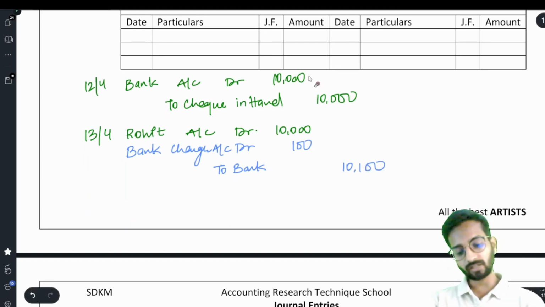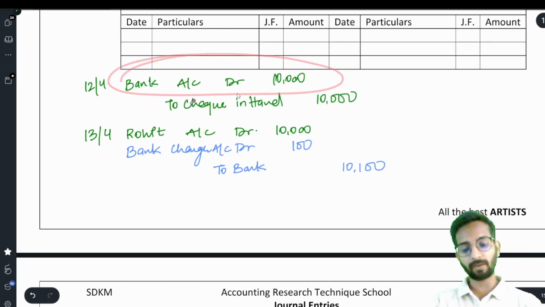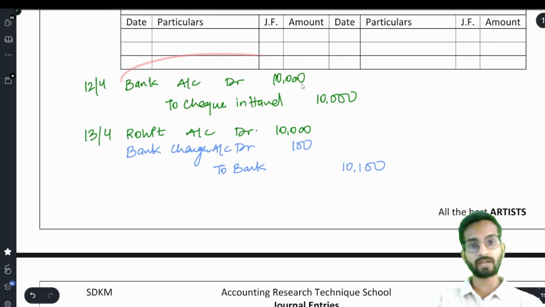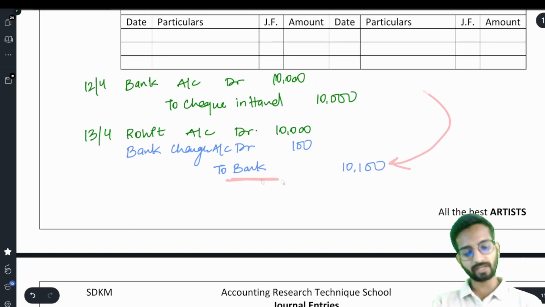Why? See, what mistake did we make? We already thought that there would be money in Rohit's account. So I wrote in my book that my bank account will increase by 10,000 because I have given that check to the bank. Now I realized that my bank account has not increased by 10,000 because there was no money in Rohit's account. So this 10,000 I have to fix. So I credited the bank account again by 10,000, and above that the bank told me you have to pay 100 rupees charges also. So from my bank account 100 more rupees will be deducted. So the total credit in my bank account is 10,100.